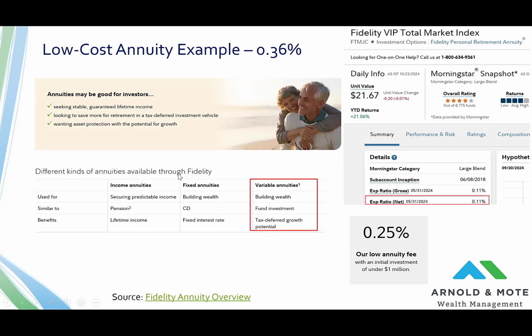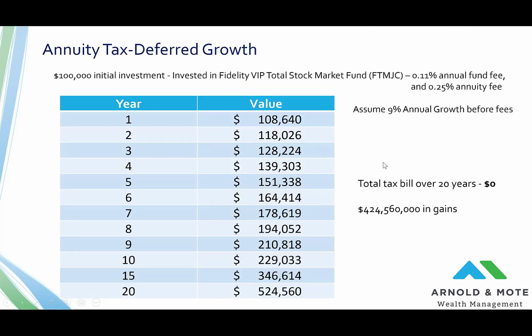But what do you see from Fidelity here? Annuities may be good if, and building wealth, tax deferred growth. That's what they're highlighting here, the benefit of this annuity. And so how does this look, $100,000 invested in this, quite honestly, better than average Fidelity annuity.